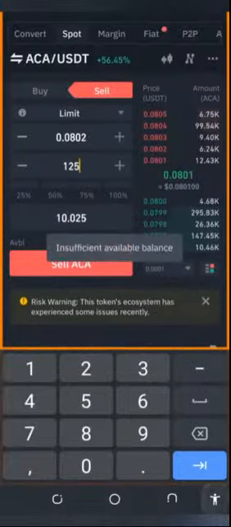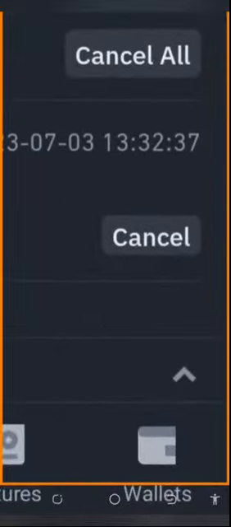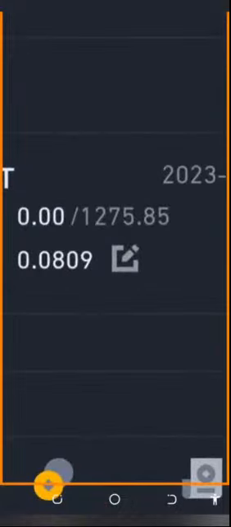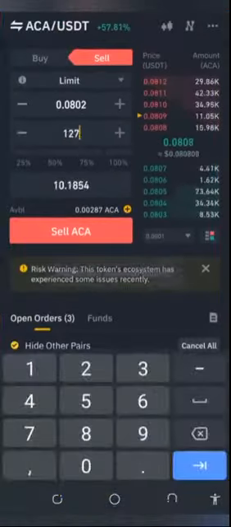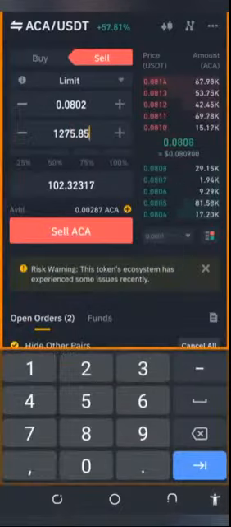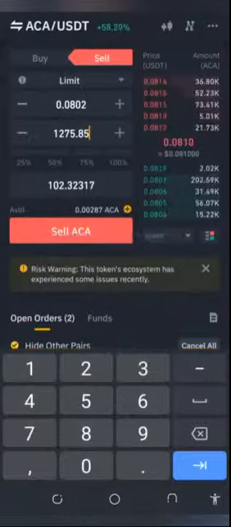Am I right? Let me check it again. I'm not sure. I think I'm excited, you know. Let's see, we're talking about 1275.85. We're currently in profit. I'm cashing out. I am cashing out. Oh my God, I think we've hit it. I think we have hit it.